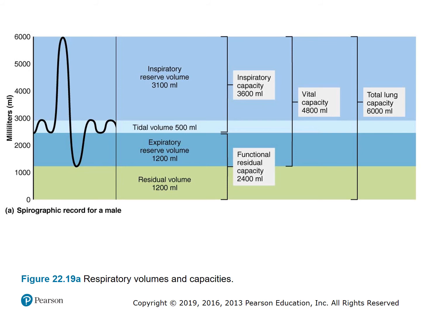If we go back, the expiratory reserve volume is about 1200 milliliters, and the residual volume is 1200 milliliters, and the functional residual capacity is 2400 milliliters, so you're adding the ERV and the RV. The vital capacity is adding the IRV, the TV, and the ERV, and it's around 4,800 milliliters. And the total lung capacity also takes into account the residual volume, so it's around 6,000 milliliters.